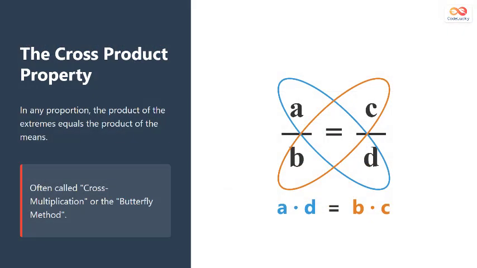To solve problems involving proportions, we use a tool called the cross-product property. It states that in any proportion, the product of the diagonal values is equal. This is often called cross-multiplication or the butterfly method. As you can see, A times D will always equal B times C.